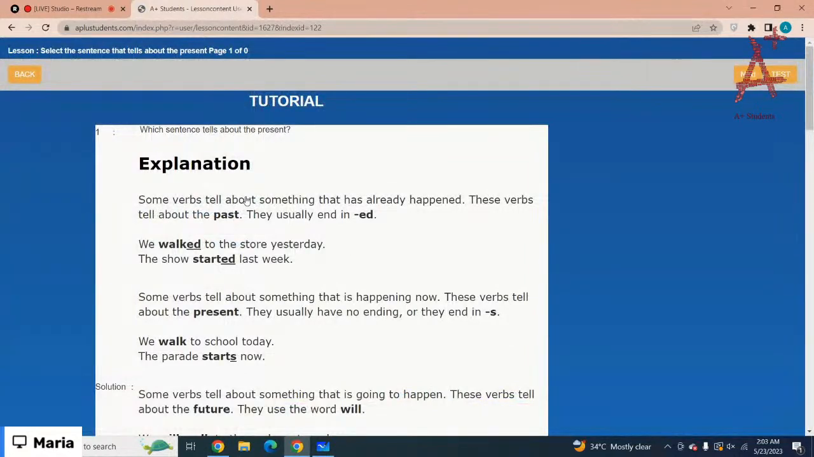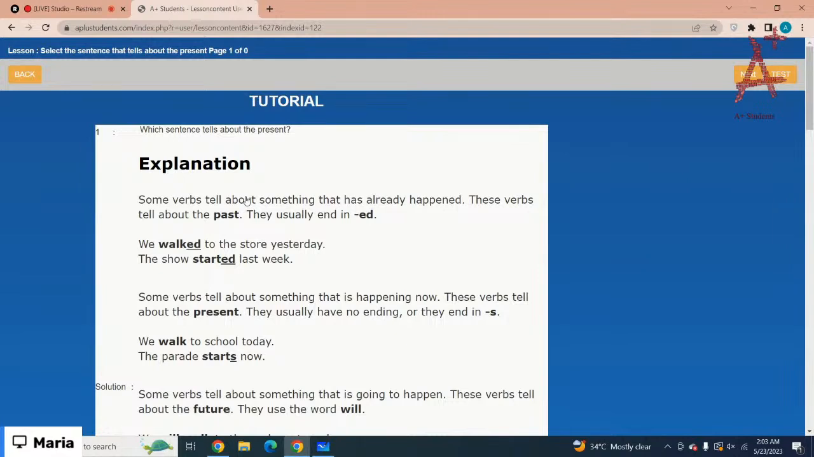Some verbs tell about something that has already happened. These verbs tell about the past. They usually end in ed. Past tense: these verbs tell about the past. They usually end in ed. We walked to the store yesterday. The show started last week. So whenever you have an ed at the end of the sentence, that means the sentence is in the past tense.